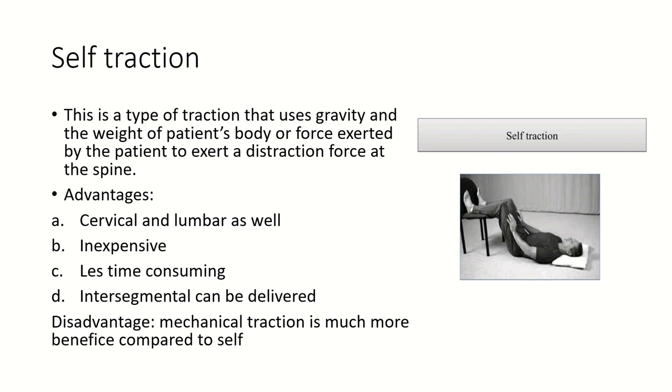Self-traction. This is a type of traction that uses gravity and the patient's body weight or force exerted by the patient to exert a distraction force at the spine. Advantages: it can be done for both cervical and lumbar spine, it is inexpensive, can be done at home, and is less time consuming. It can also deliver intersegmental traction.